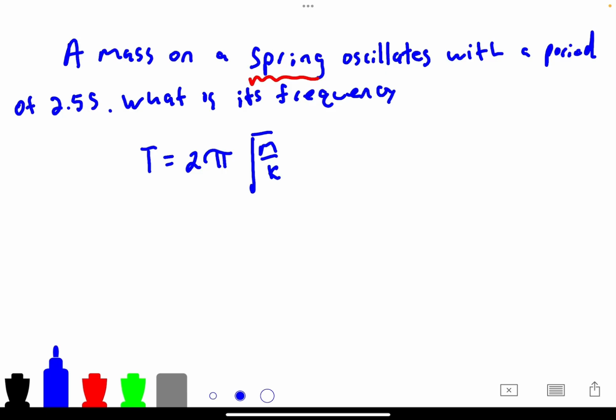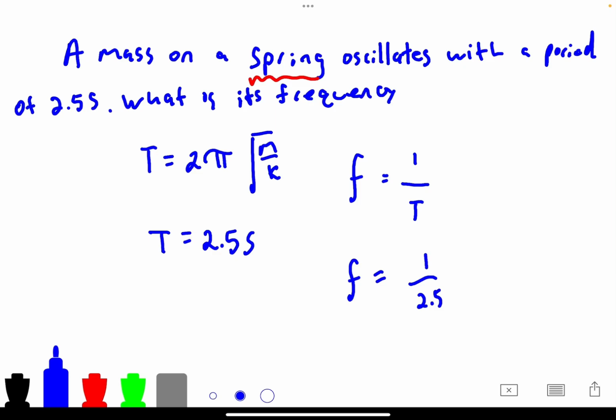So we already know the period. The period is 2.5 seconds. Now we want to find the frequency, which is 1 over the period. So the frequency would be 1 over 2.5, which is roughly 0.4. So the frequency is equal to 0.4.